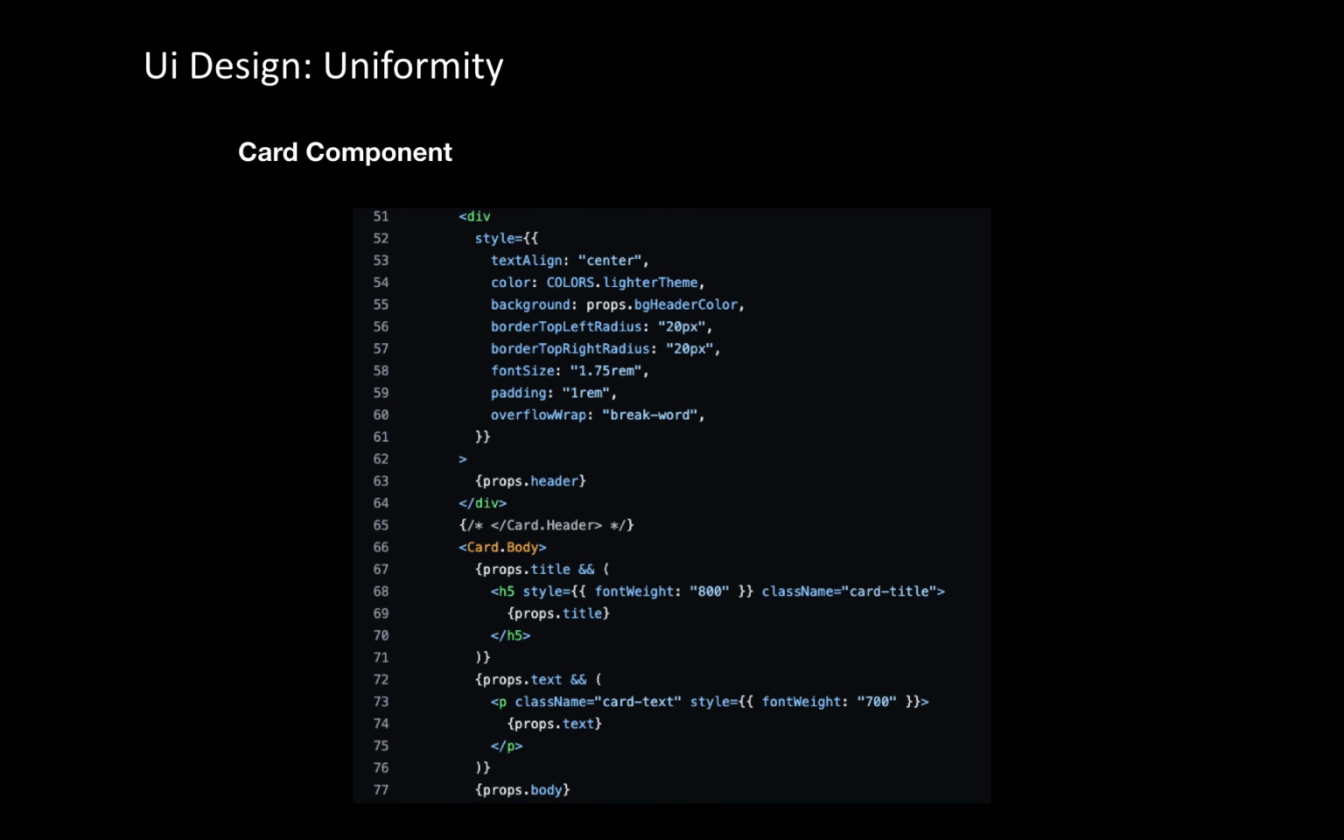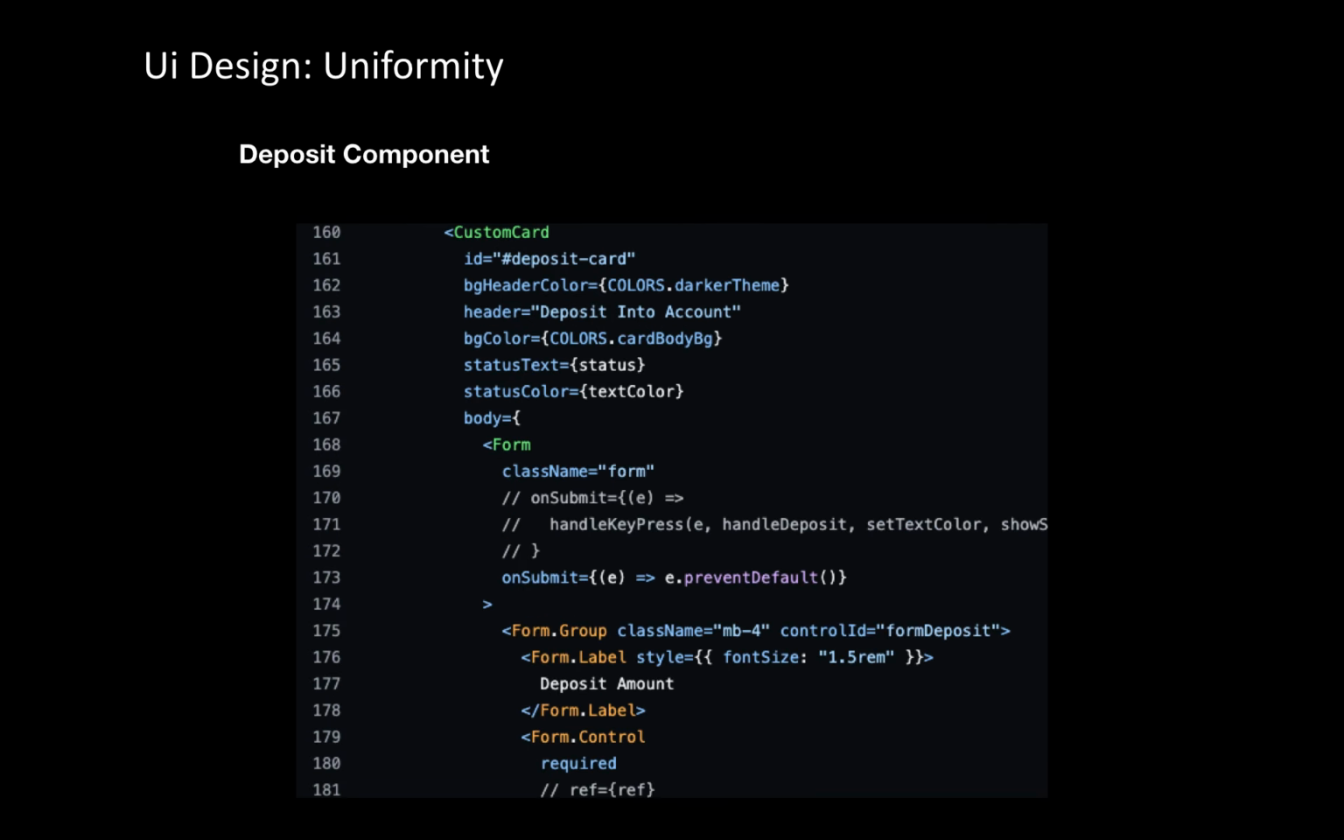And for UI design, I focus on uniformity, so I use props and pass around states of that. Here's an example. Here's my card component. You can see in the background and props title, props text. And then I use that, for example, in my deposit component, or many areas I use card, almost every component.